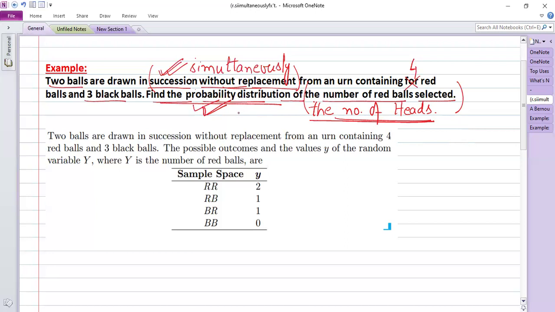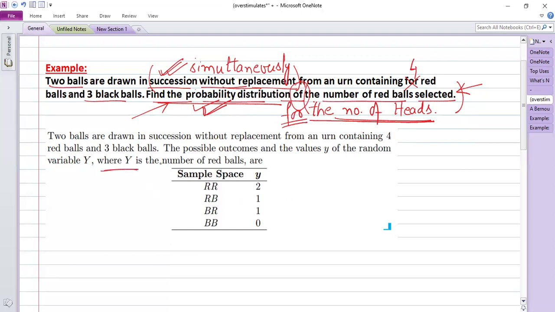So even in this question, we have to find the probability distribution of some certain number of balls. This certain number of balls will be our random variable. I repeat, whenever we have to find the probability distribution of some certain number of things, that certain number of things will become our random variable.